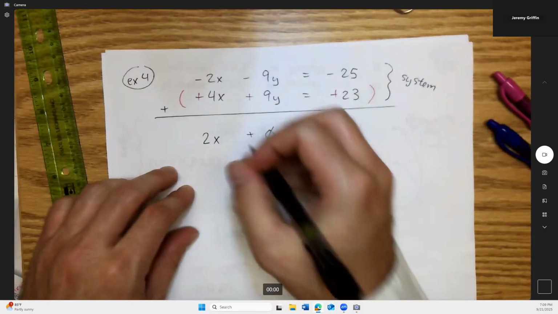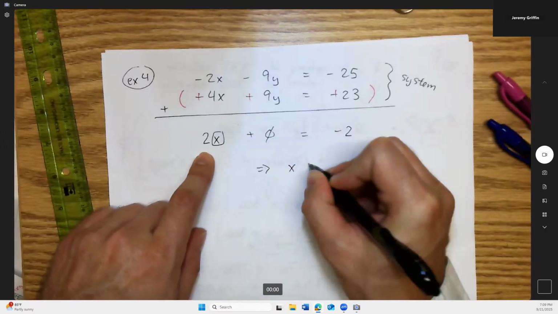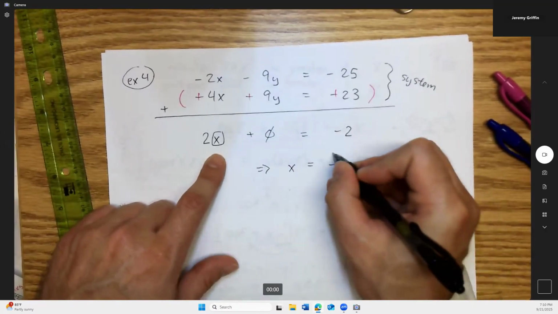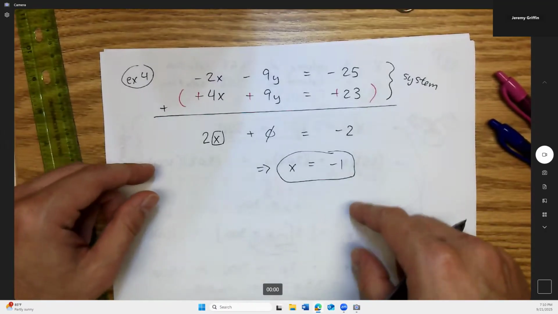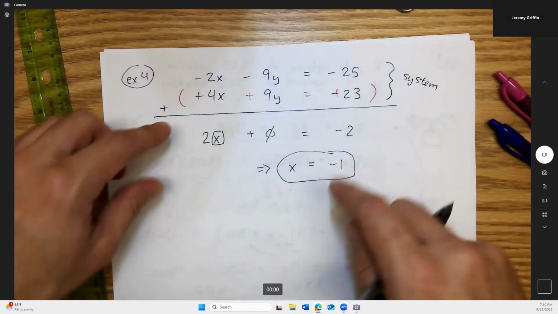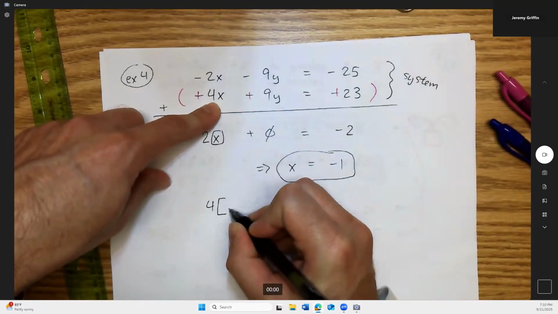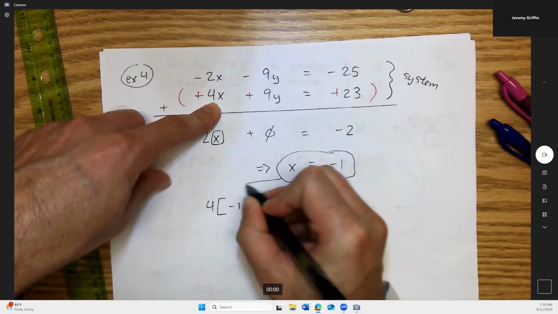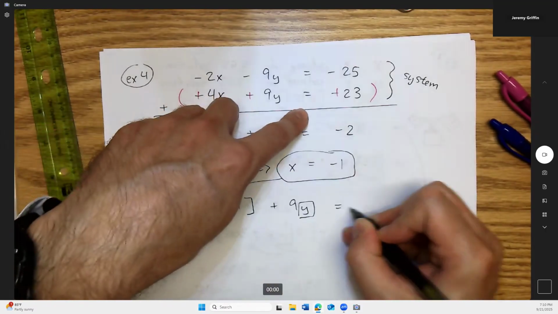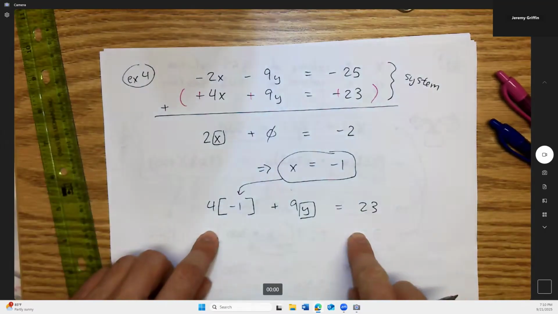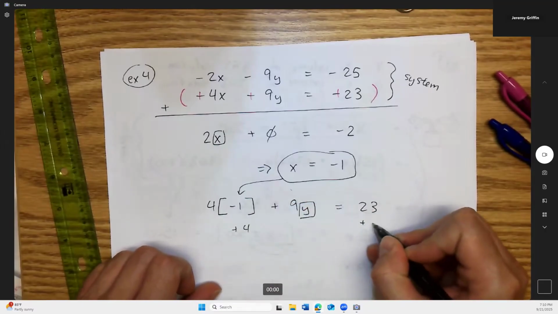I can solve for x now. Just divide both sides by 2. Therefore, x equals -1. Now that's my x value. Now my y. To finish this off, it's common to finish with substitution. I could substitute either way. How about this equation here? 4 times, instead of x, I'll say -1, plus 9y, we're solving for y now, equals positive 23. So this is -4, and I can add 4 to both sides.